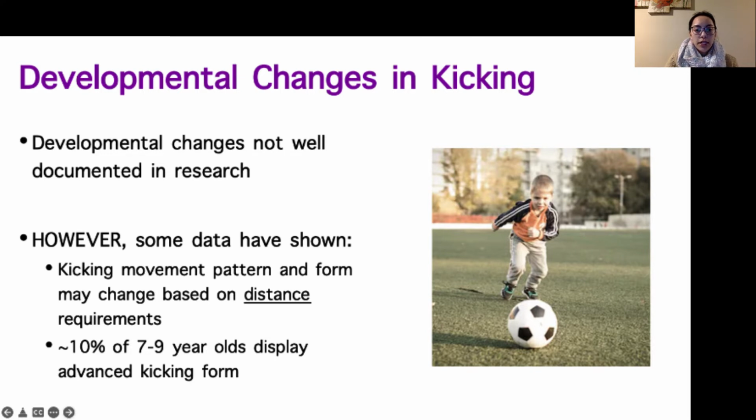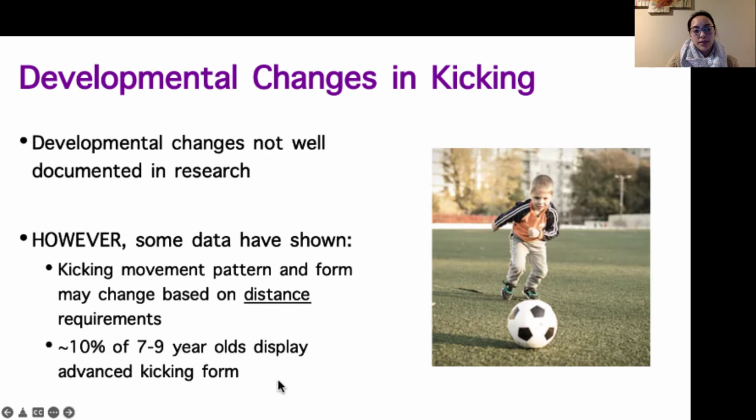Additionally, form changes based on distance might suggest that being able to generate a sufficient amount of force could be a key component to the development of kicking skills. So somebody might need sufficient strength depending on ball shape, size, weight, where it's located, if it's falling down from the sky, if it's moving, or if it's stationary.